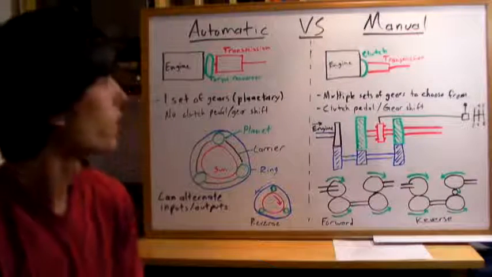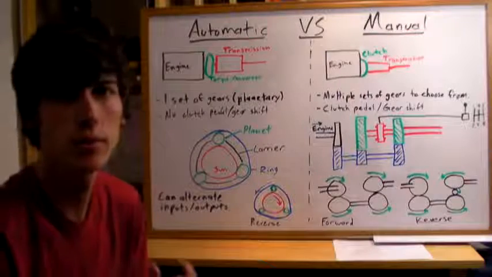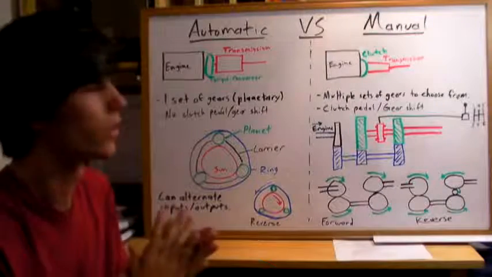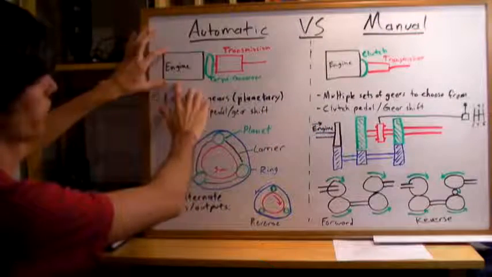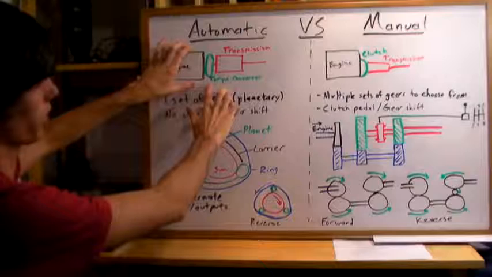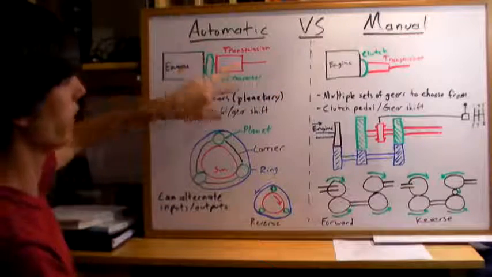So I received a request to explain automatic versus manual and how cars with these different types of transmissions are different. So I'm going to start off with the layout. In an automatic car, you're going to have the engine, which will be connected to a torque converter, which will be connected to a transmission. So that's how it's going to pass through.